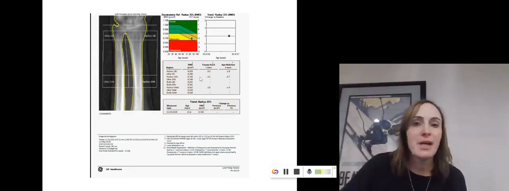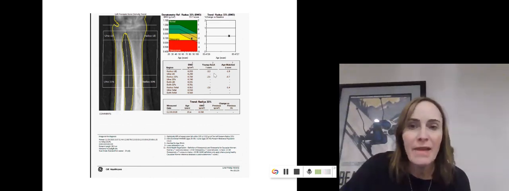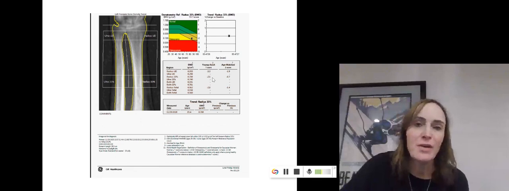When you're looking at the radius and the ulna here, essentially, the big thing is just looking to make sure your lines are placed correctly, and then essentially you're looking at your T-score of the radius and your T-score of the ulna, and that's pretty much all you have to do.